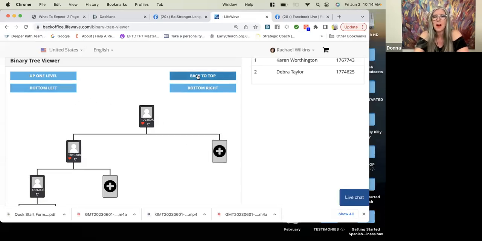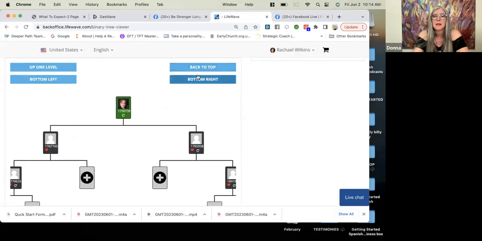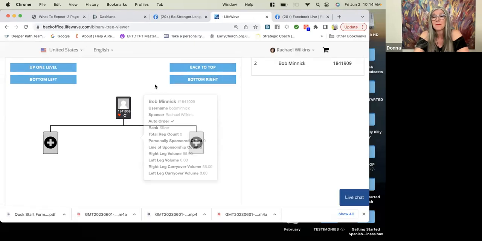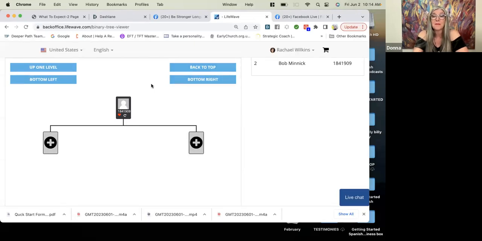How do I know? If we go back to the top and we click bottom right, that's a different person than was on the bottom left. This is your right leg. This is this person's leg.